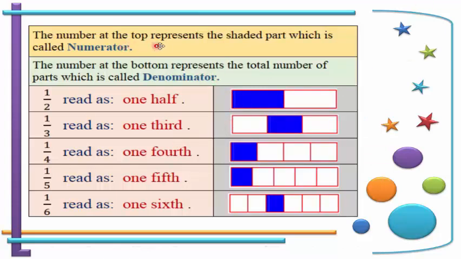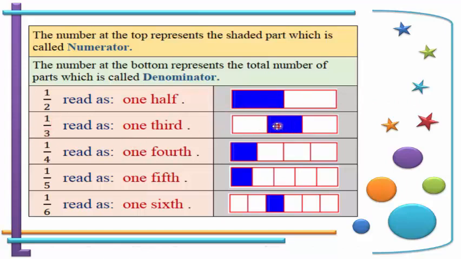The number at the top represents the shaded part, which is called numerator. The number at the bottom represents the total number of the parts, which is called denominator. 1 over 2, half, read as 1 half. The numerator is the shaded part. I have 1 shaded part, okay? 1 over 2. 2 is the total number of parts, okay?